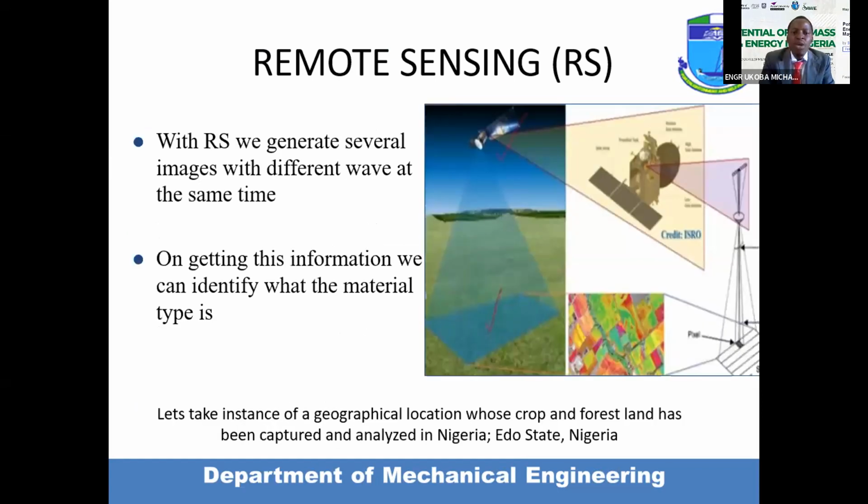With remote sensing, we can get several images with different wavelengths at the same time. On getting this information, we can then identify the material components of a particular area, and then analysis can be done based on cropland, forest, and all that. Now, let's take an instance of a geographical location in Nigeria where crop and forest land has been captured and analyzed: Edo State.